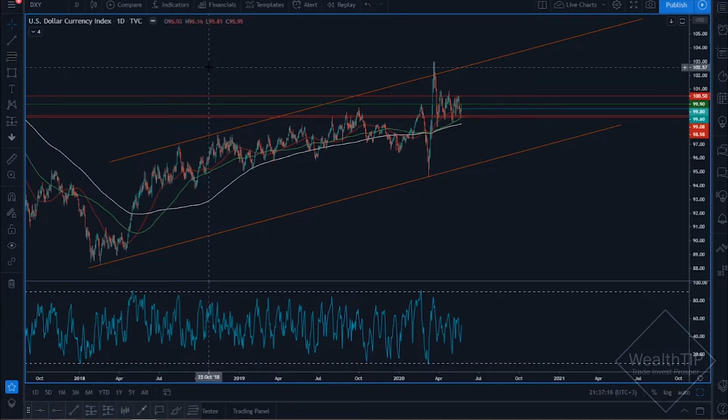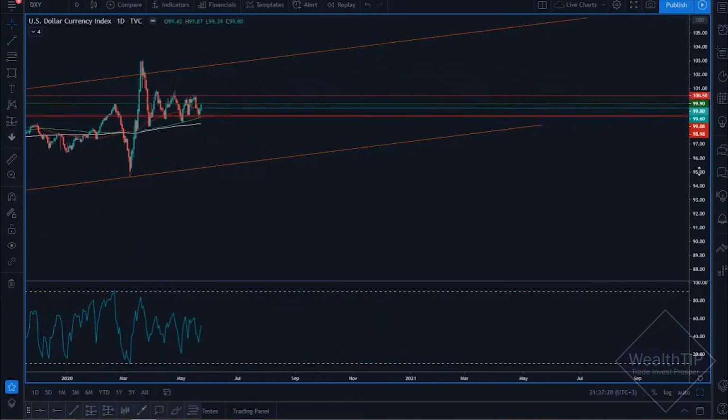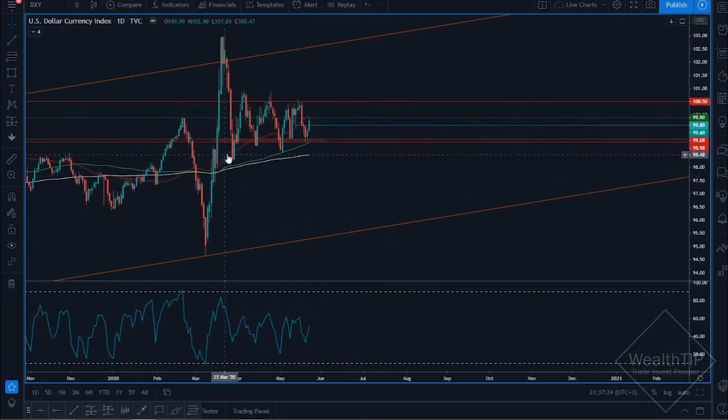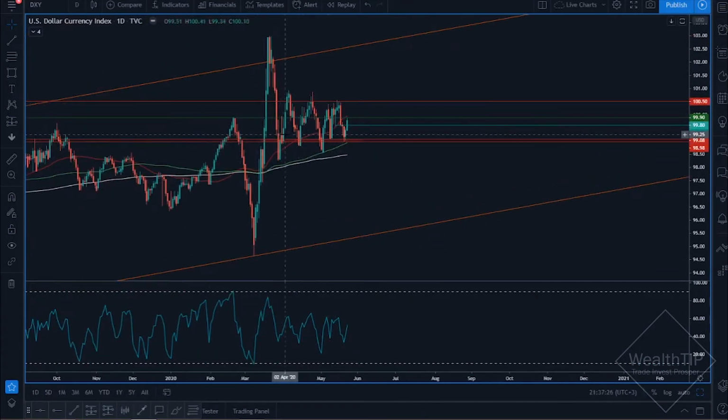So I'm going to get right into it, starting off with the daily time frame. If we look very carefully, we can see that the market has been in this sideways movement ever since March of this year. Considering that we had this very steep drop over here, the market has just been bouncing between this major resistance point and this major support zone.